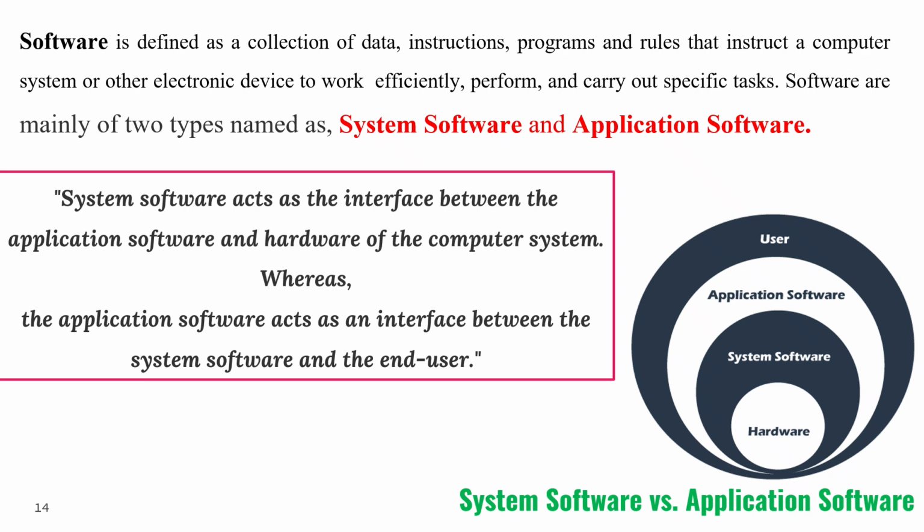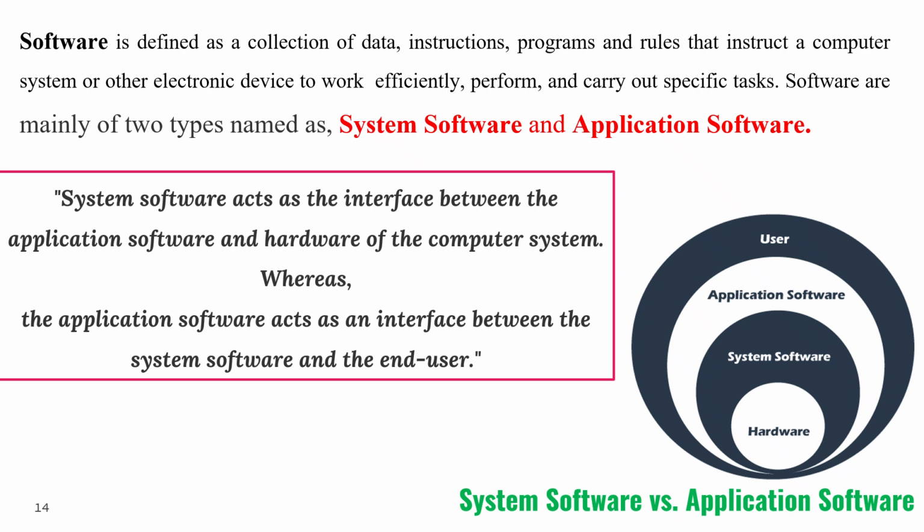Finally, what is a software? It is a collection of data, instructions, programs, and rules that instructs a computer system or other electronic device to work efficiently, perform, and carry out specific tasks. Software are basically of two types, system software and application software. So we have already heard this term application software. तो अगर यहाँ पे आप slide पे देखेंगे, hardware, the next layer is system software, the next layer is application software, and the last layer is user.